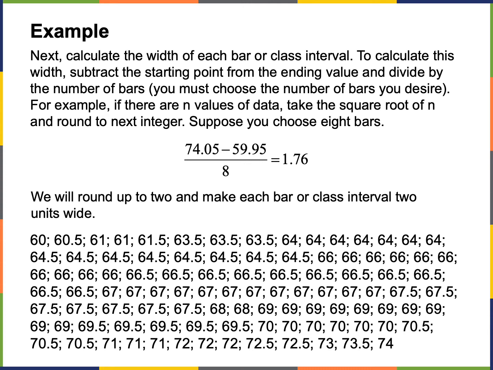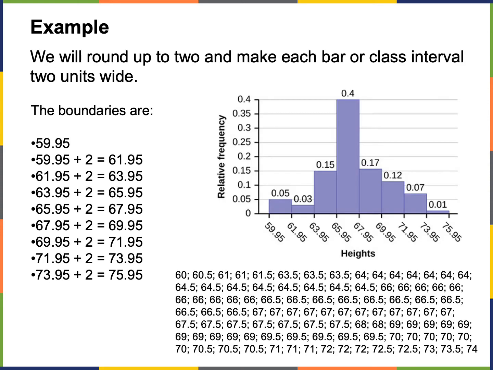So how wide do you want each bar to be? Approximately 1.76. The thing about this is you usually just round up to an integer because it's easier. It's really hard to add 1.76 and then add 1.76 again. I mean, we could do it, but it's just not as nice as 2. Okay, so then here we go.